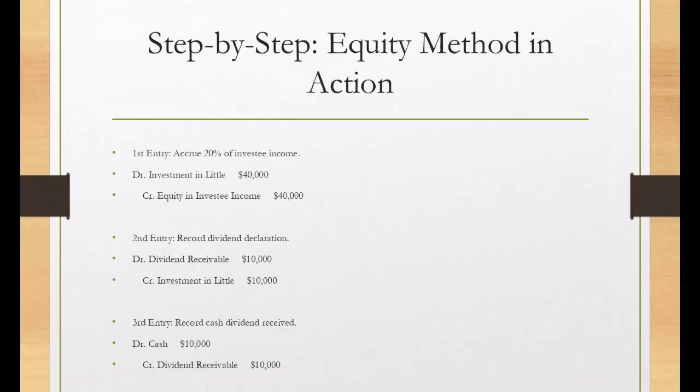Here are the journal entries under the equity method. First, Big records 20% of Little's net income as an increase in both income and the investment. When dividends are declared, Big records a receivable and reduces the investment account. When the cash is received, the receivable is cleared. Notice, dividends do not increase income under this method.